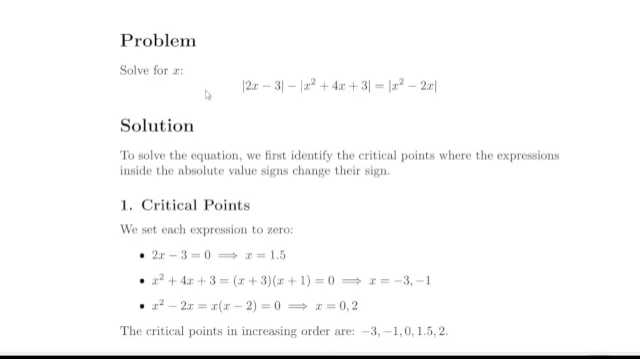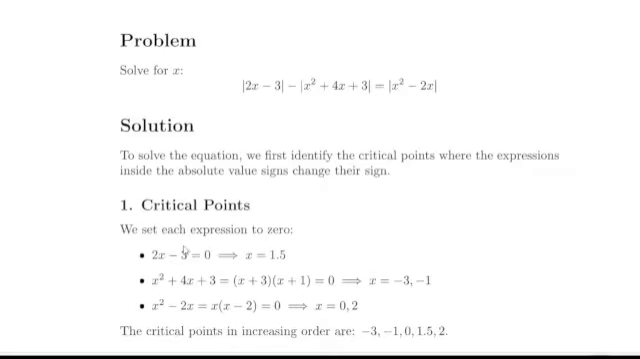In this video, we want to solve for x in the equation: the absolute value of 2x minus 3, minus the absolute value of x squared plus 4x plus 3, equals the absolute value of x squared minus 2x. We're going to solve this by identifying the critical points. So that means we're going to set each absolute value equal to 0.